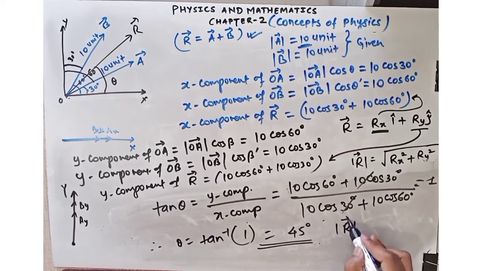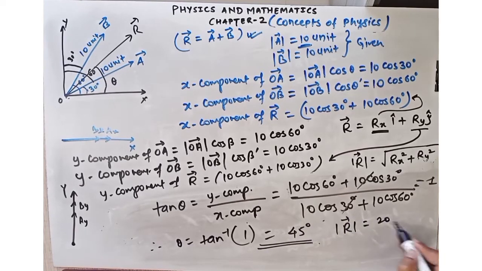So the magnitude of vector R is how much? 20 cos 15 degrees units, and theta is 45 degrees with the x-axis. So this is our answer.